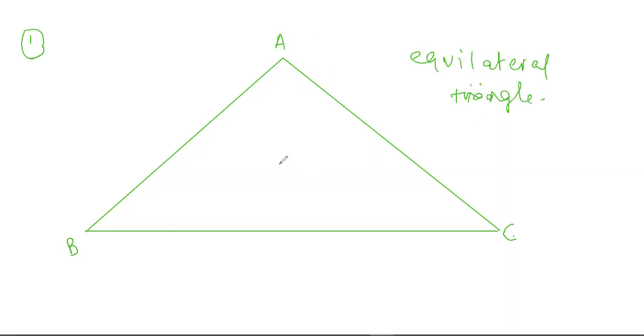And what does an equilateral triangle mean? The first thought that would come to your mind is that all sides are equal. Okay. So let's say that AB is equal to 2 centimeters, and because all sides are equal, therefore all the sides will be 2 centimeters each. Now one more property of an equilateral triangle is that all the angles are 60 degrees.